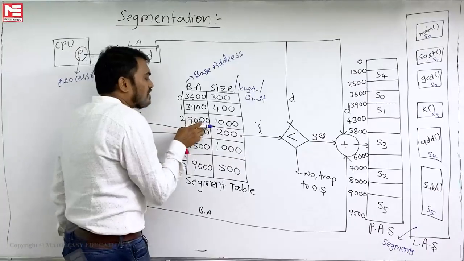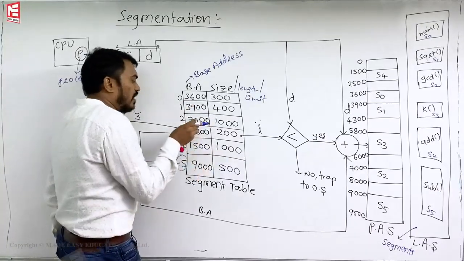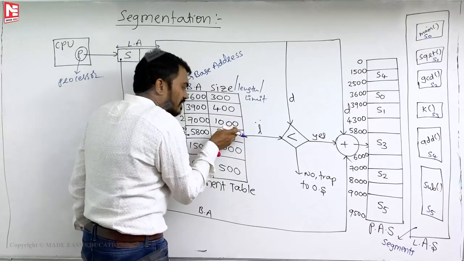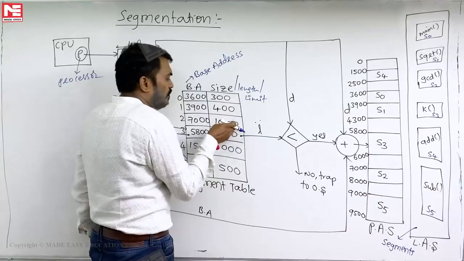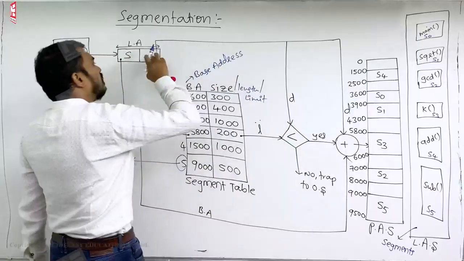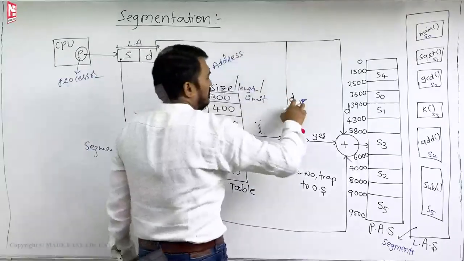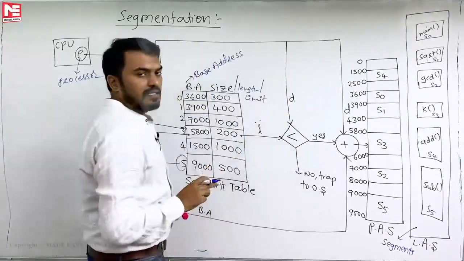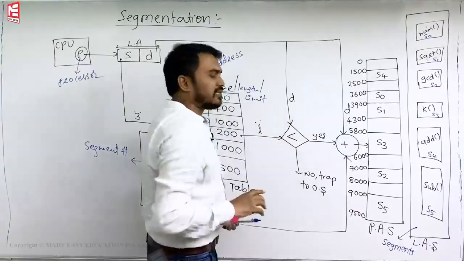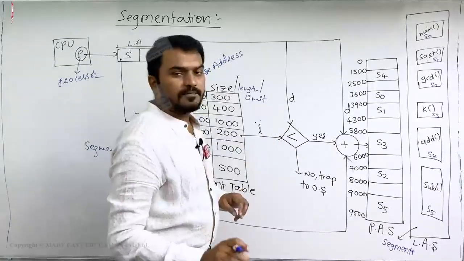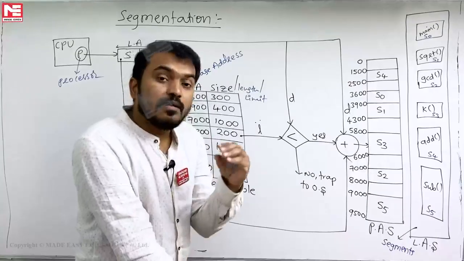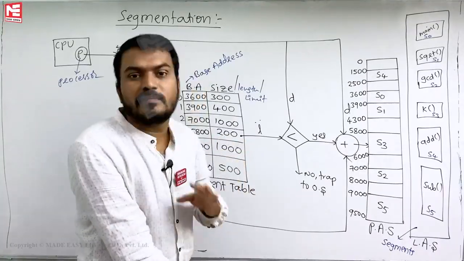Inside the segment table entry, you have two parameters. One is the base address of the segment, and the next is the size, or length, or limit of the segment. You take this length of the segment and the offset value, the d value, and you compare them. Should it be d less than L or L less than d? D will tell you the offset.